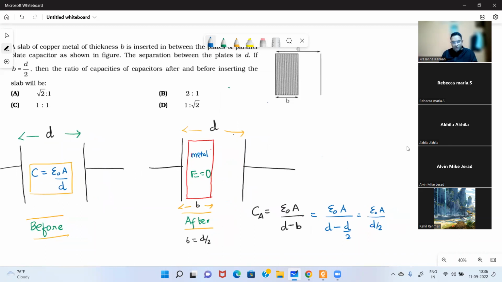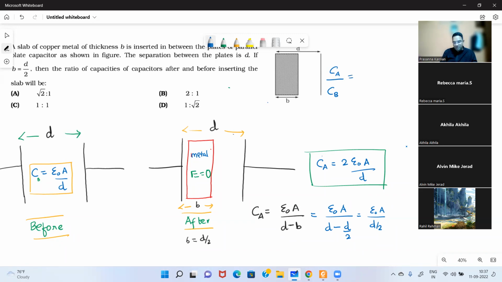So this D by 2, the 2 in the denominator of the denominator goes to the numerator, correct? Yes, sir. So the after capacitance is going to be equal to 2 times epsilon naught A by D, correct? And before, let me call it as C B, C B is equal to epsilon naught A by D. So they have asked you the ratio of the after and before. First you should write after, then you should write before, right?